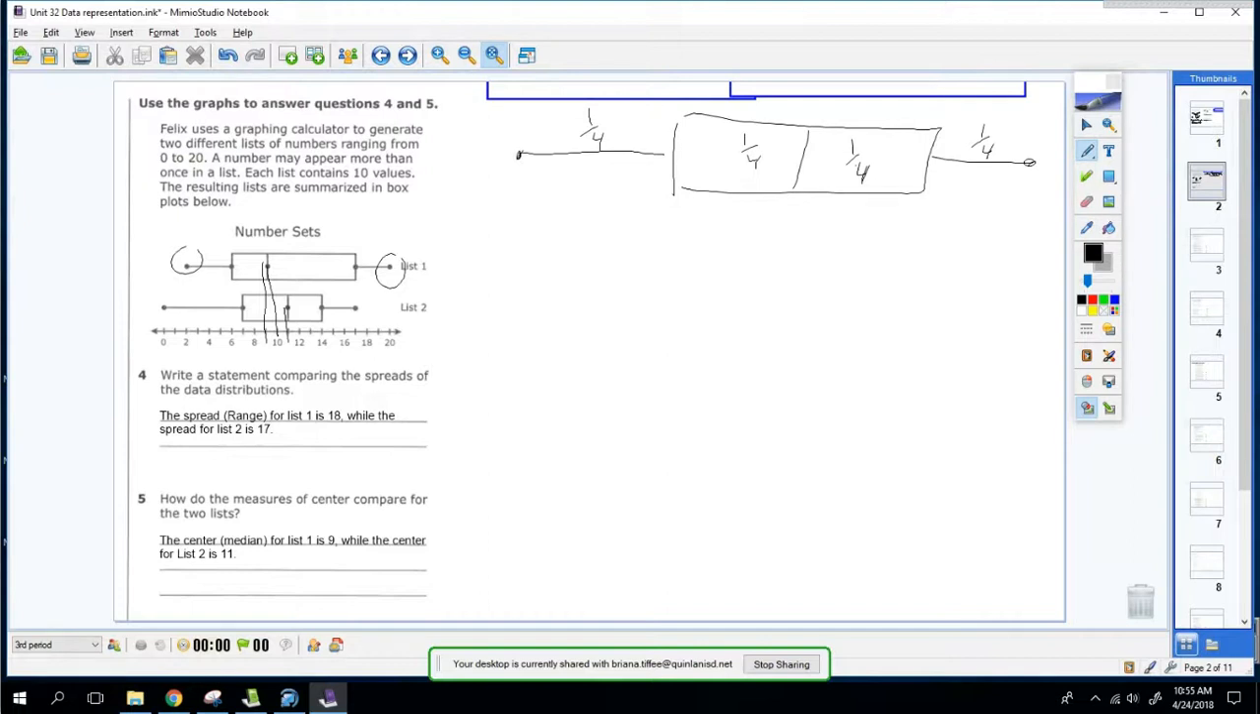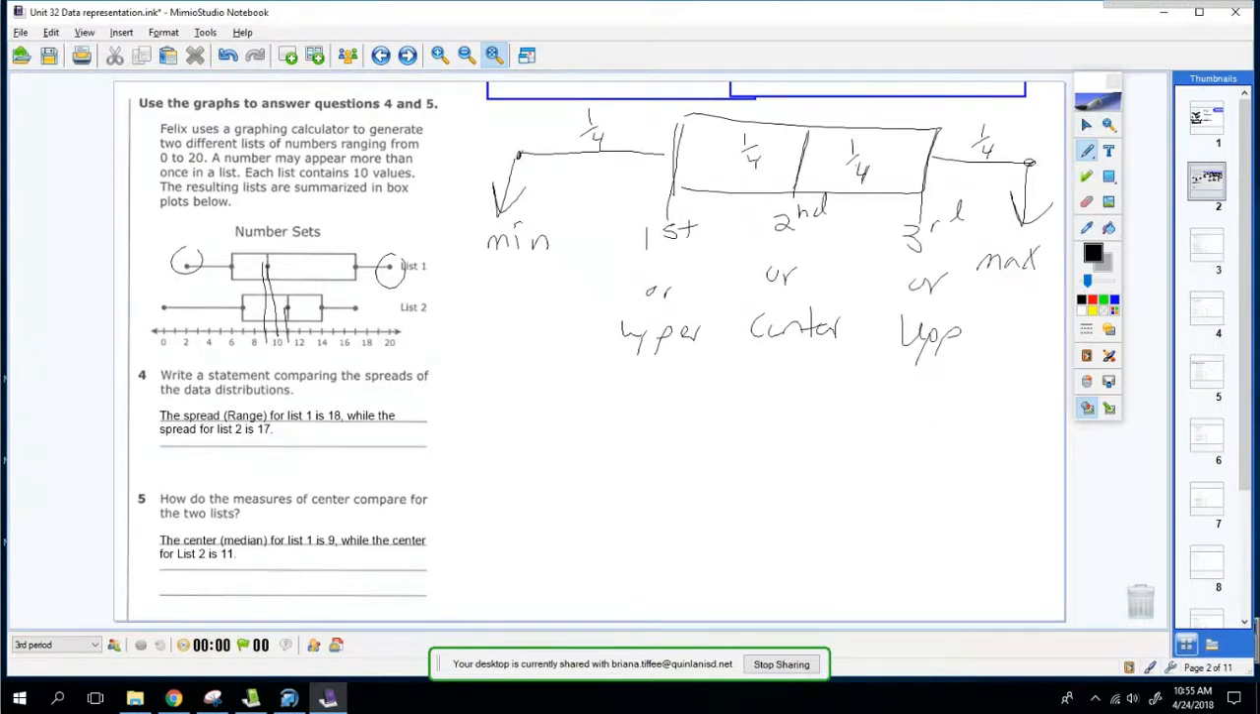Another thing I want you to remember is this is your minimum and this is your maximum. This is also your first quartile or lower quartile. This is your second quartile or center. This is your third quartile or your upper quartile. And that means I got this one wrong. I'm not sure why I said upper. That's supposed to be your lower because it's your lowest quartile.